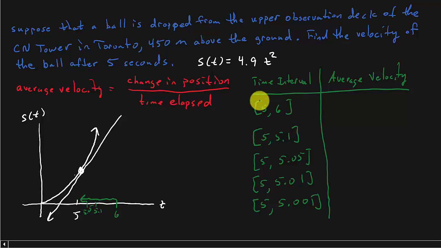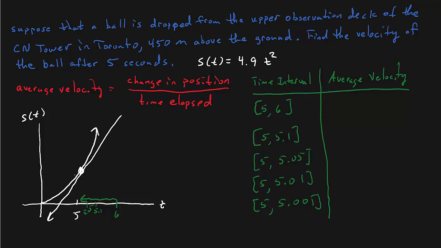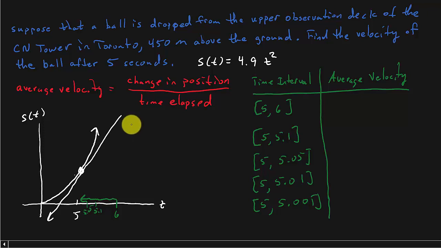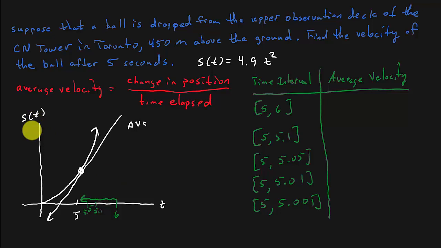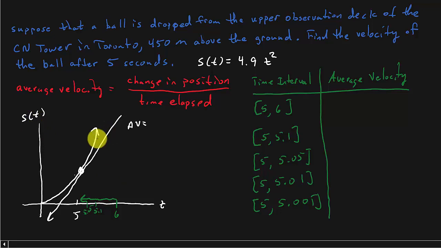So I need to calculate each one of these. All right? So I'm going to show you how to calculate the first one, and then I'll just write the answers down for the other ones. So the average velocity, and I'm going to abbreviate it here, AV, average velocity, is the change in position. So remember, the change in position, that's the change in the y value. Okay, that's the change in the y value. So let's suppose I'm up here at some point.